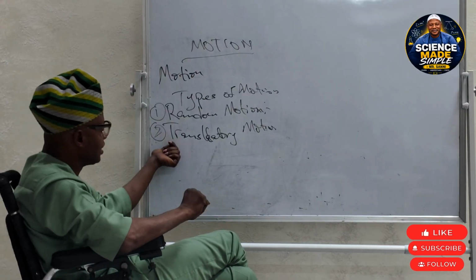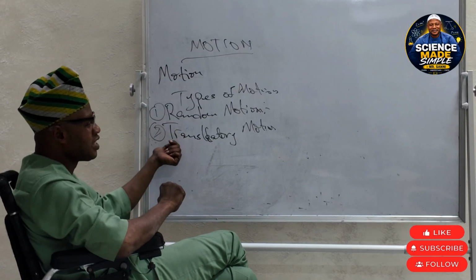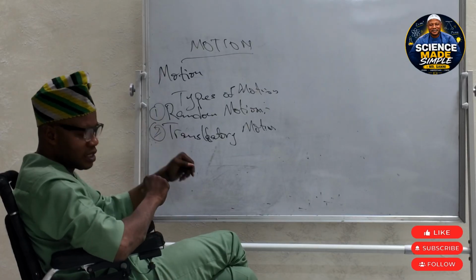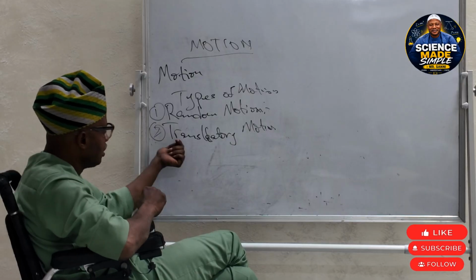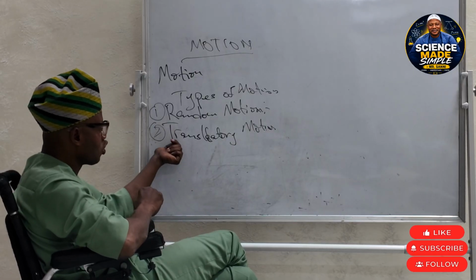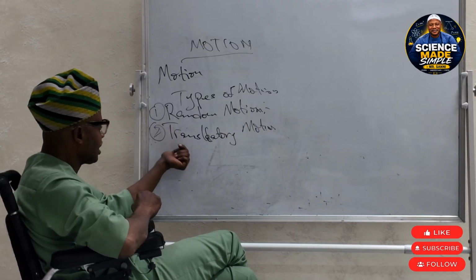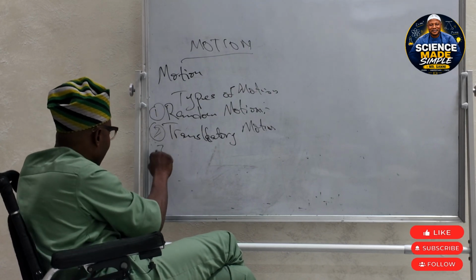So we also have translational motion. That is the motion of a body in a specified direction. In this case, it can be in a straight line. So the motion of this one is specified. That's why it's called translational motion.